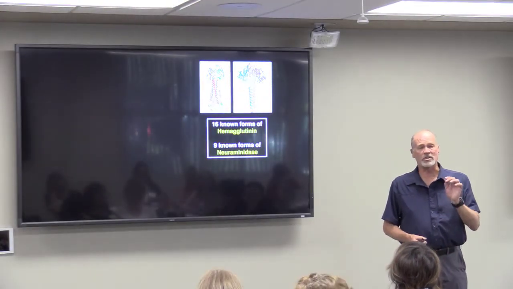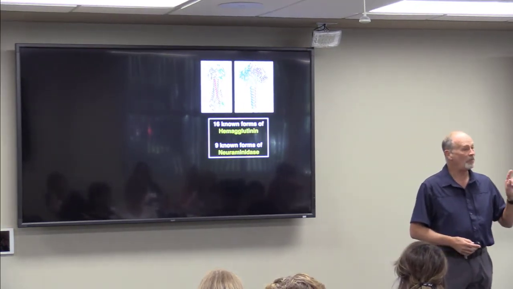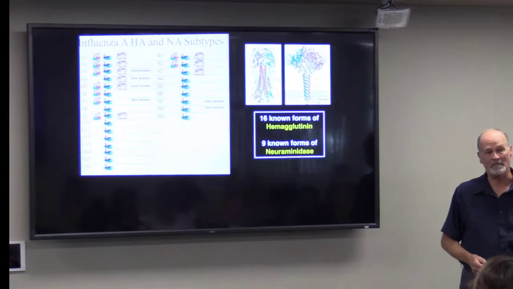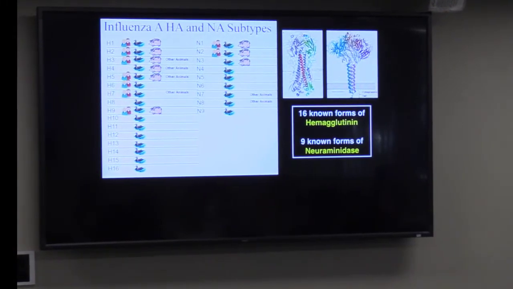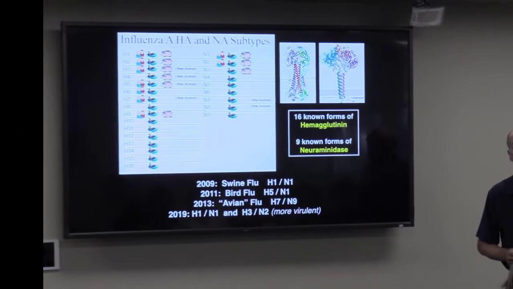Now, it turns out there's 16 known forms of hemagglutinin and 9 known forms of neuraminidase. You're probably aware of this, or this will sound very familiar to you. Here is a chart showing basically combinations of hemagglutinin and neuraminidase subgroups. And it turns out these differ from one type of flu to another. There was a big so-called swine flu epidemic in 2009. That was an H1N1. Bird flu, 2011, H5N1. Avian flu, H7N9. And it turns out this year, there's an H1N1 floating around and an H3N2. The H3N2 turns out to be the more virulent form.